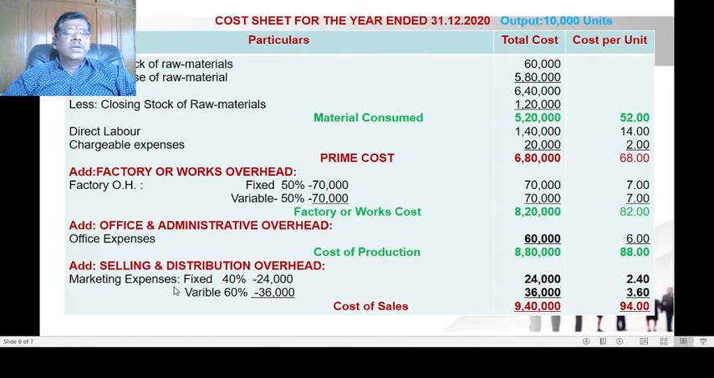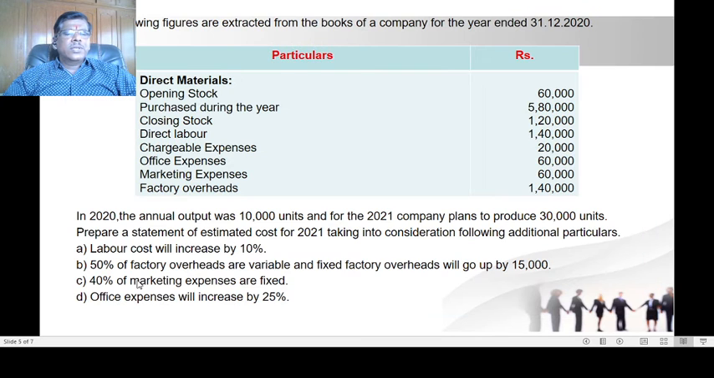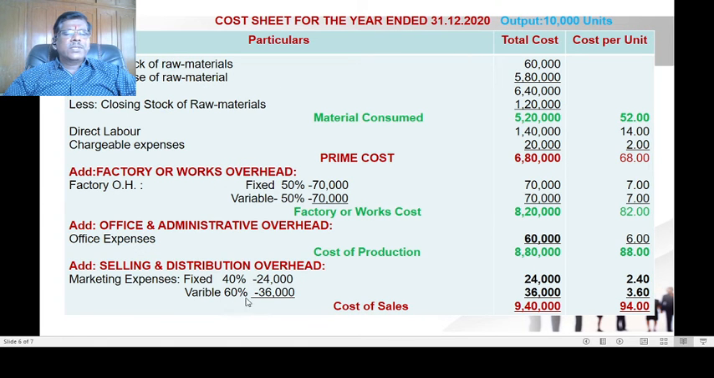Marketing expenses: according to the instructions given in the problem, 40% of marketing expenses are fixed. The remaining 60% are variable in nature. Then 40% of 60,000 you will get 24,000, and 60% of 60,000 is 36,000. The per unit cost is 24,000 divided by 10,000, you will get 2.4, and 36,000 divided by 10,000, you will get 3.6.